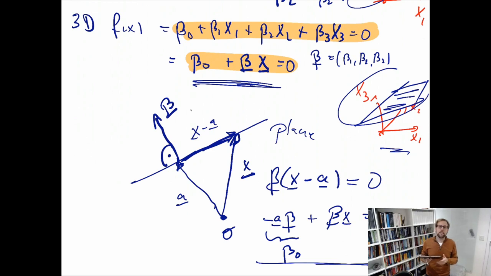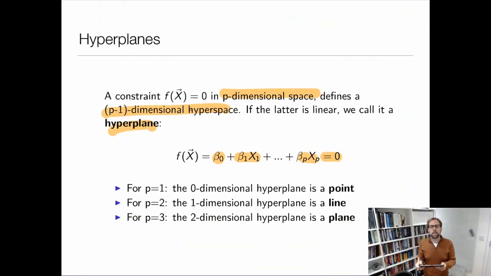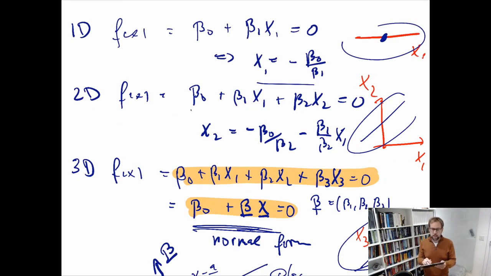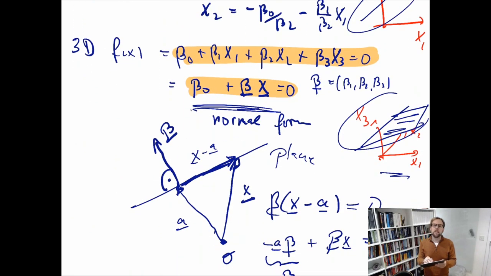And I can also write it in this form. This is sometimes called the normal form of the plane, because it has this normal vector beta here. So this is just a general relationship for a plane, and hopefully we have seen some understanding of those examples. For a 1D space, I have a point separating a hyperplane. In 2D it's a line, and in 3D it's a plane, and generically this is the plane relationship here.